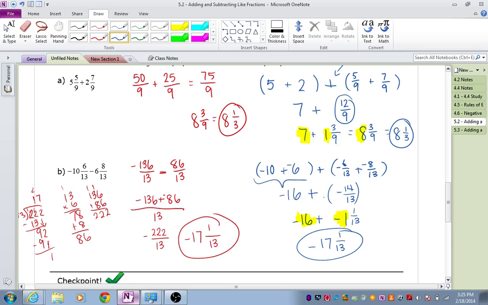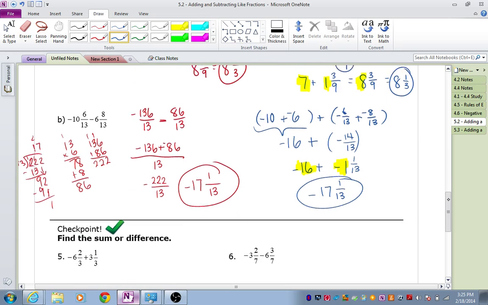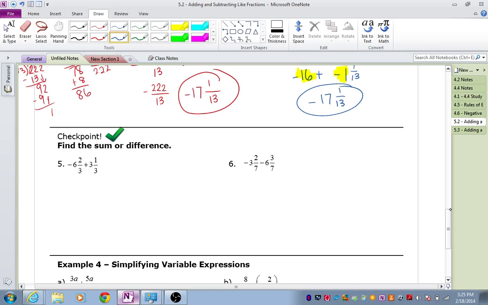Okay, when you get to this step, you just have to be careful. If we have a negative and a positive, that does kind of change the way we combine our numbers. You'd have to use your integer rules there and be careful. Okay. How about you try the 2 checkpoint questions? Okay, so pause the video, and when you're done, press play again.